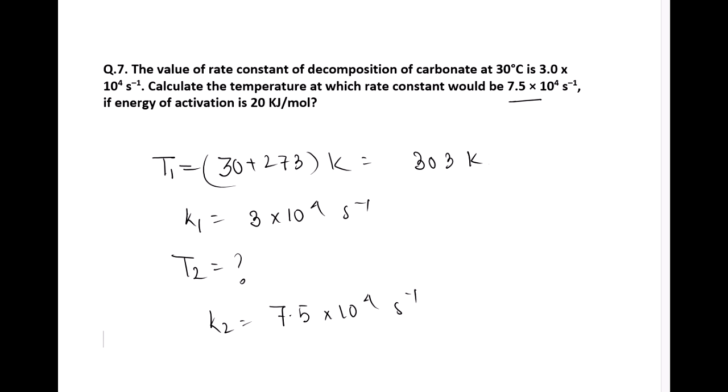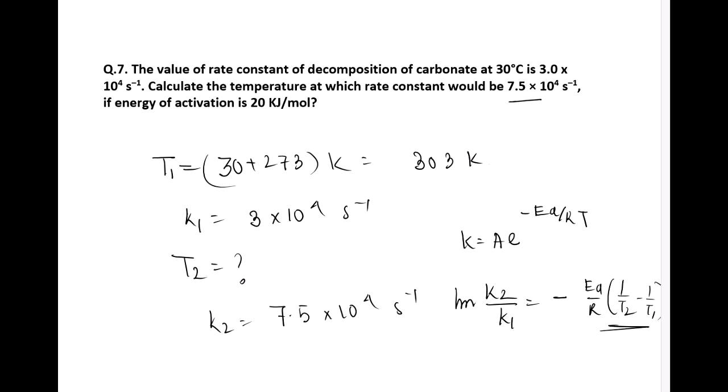As we know from our Arrhenius equation, k is equal to A times the exponential factor e to the minus Ea by RT, where Ea is the activation energy, R is the gas constant, T the temperature in Kelvin. So here if we take ln of the k values, we will get ln k2 by k1 equals to minus Ea by R into 1 by T2 minus 1 by T1.